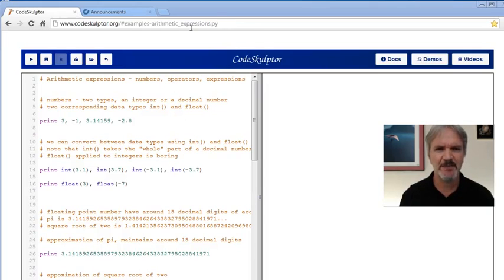You can see up here there's a naming convention we have. It's always codesculptor.org, then a hash mark with examples, and afterwards the lecture name.py. You don't have to remember that. The link will be here. You can click on it to pull it up, and you can play around with it either during the video or after the video is over.